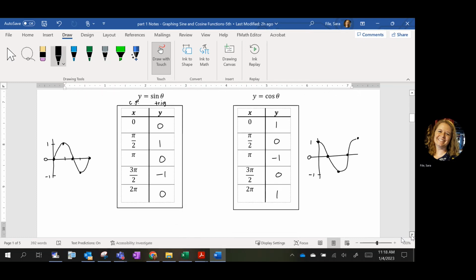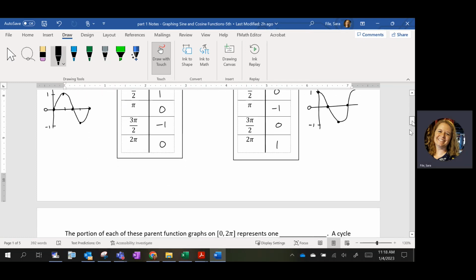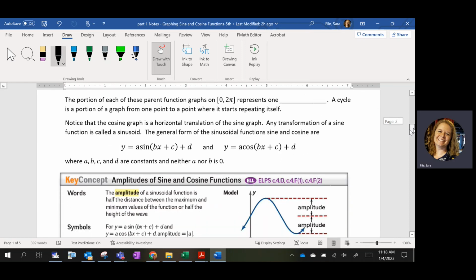All right, so the first thing we need to talk about is that we are showing just a small portion of the sine and cosine graph. We said the domain is all real numbers. It goes on forever, but we're only looking at a portion of it from 0 to 2 pi, because that represents one cycle.